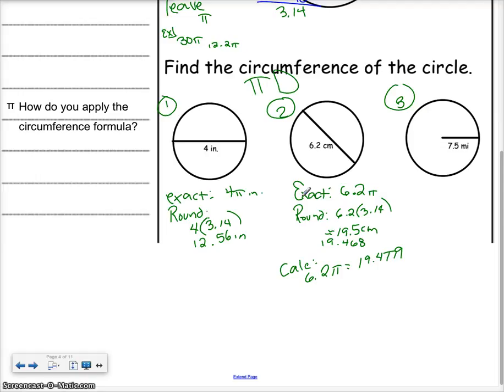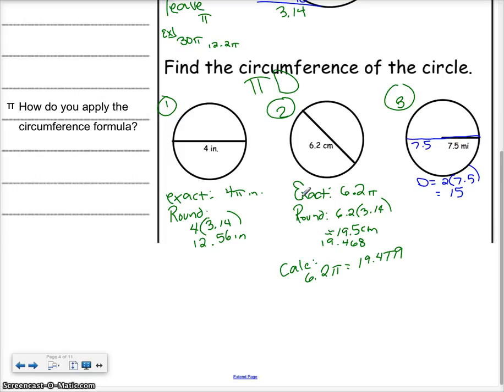The next one, number 3. I want to find the circumference of this circle. It's pi times diameter. I do not have diameter right now. I have radius. So I need my diameter. So my diameter is equal to 2 times 7.5, right? It's double my radius. I need one more radius to get all the way across. So 7.5 and 7.5 is 15. So now I can do it.